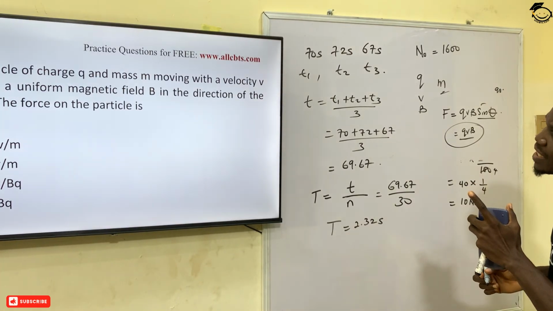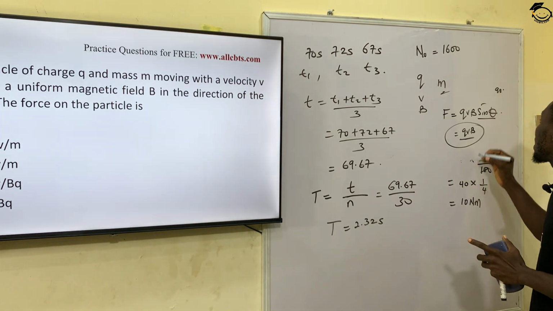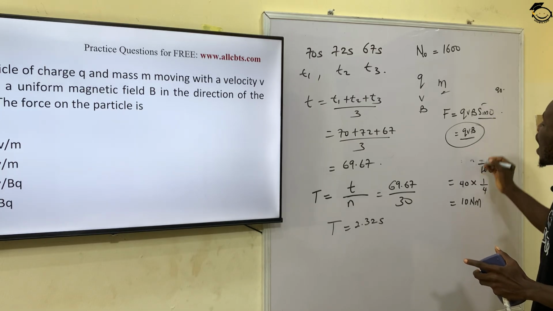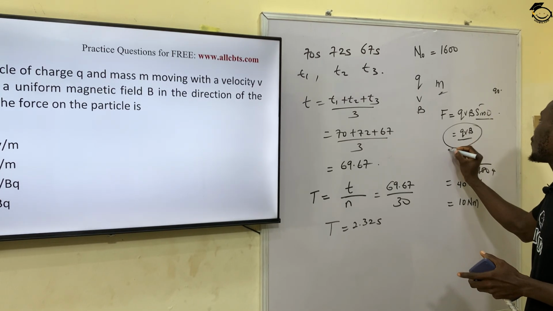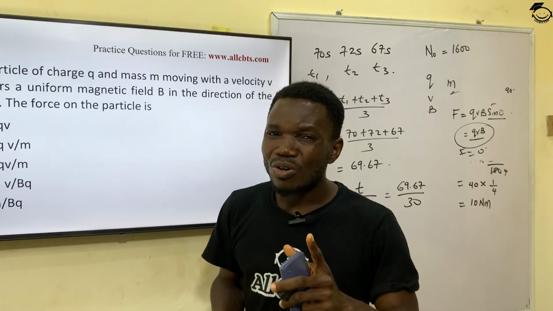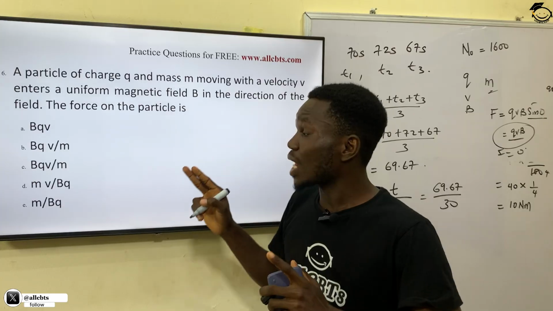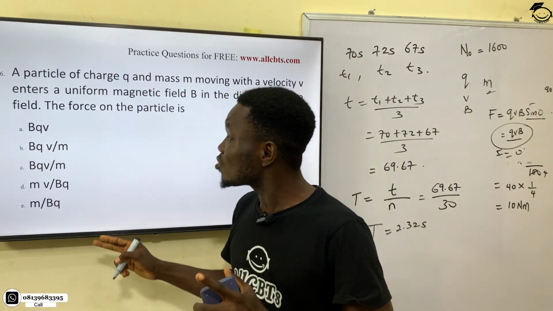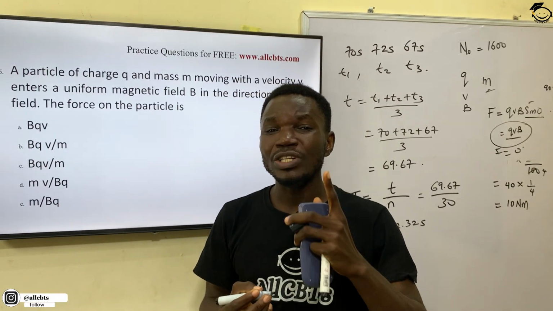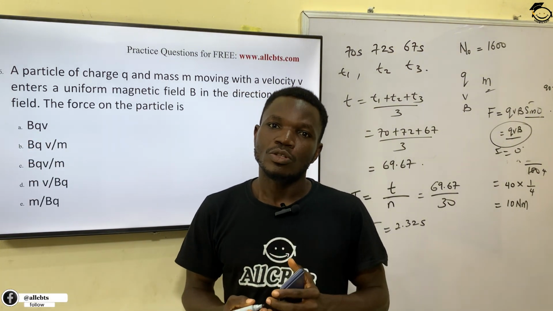But in the question, they say that it is moving in the direction of the field. And if it is moving in the direction of the field, our theta becomes 0, so sine 0, and automatically my force will be 0. Because in the question it was made clear that this charge was moving in the same direction as the field, there is no correct option here. But assuming the question had said it was moving in a perpendicular direction, then option A would have been the answer. So let's move on to the next question.